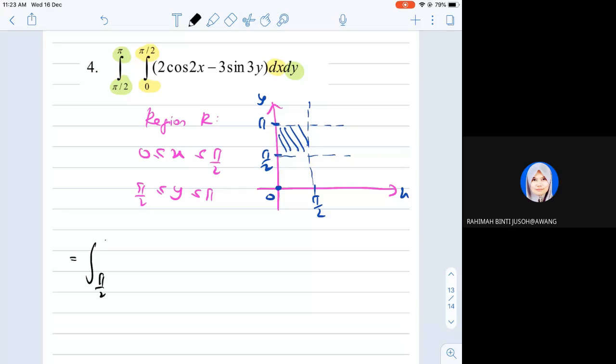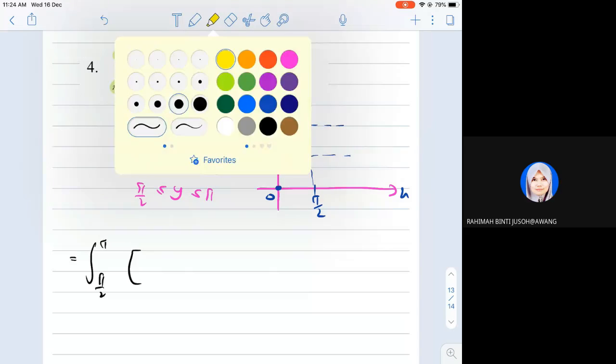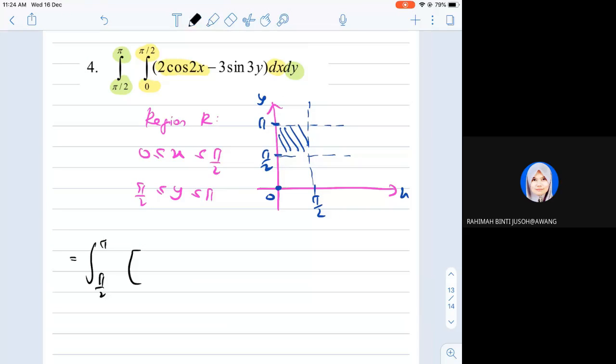Okay. Now let's proceed with the calculation. From pi over 2 until pi. Okay. So integrate with respect to x now. So which one yang constant? Apa yang constant sekarang ni? y. y yang constant, okay? So integrate cos 2x, sama je macam biasa. So integrate cos, we get sine. So sine 2x, this coefficient 2 bawa ke bawah, over 2. Okay, and then minus 3 sine 3y, just a constant. Okay guys, the whole thing ni just a constant.